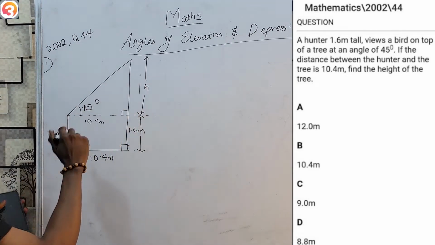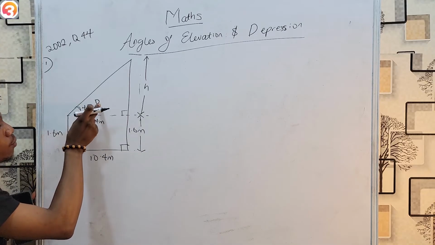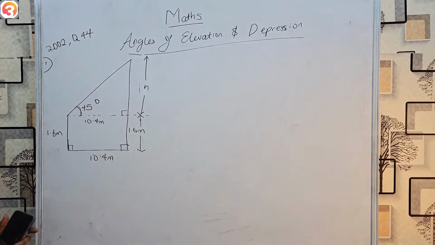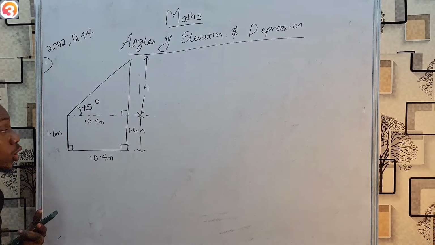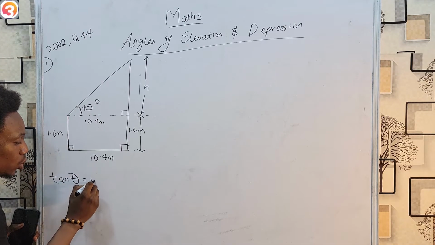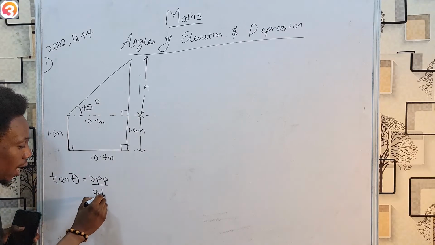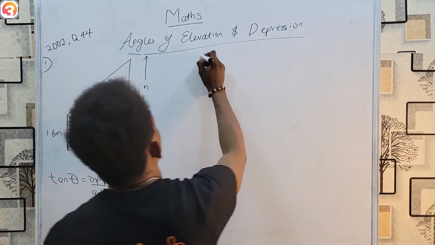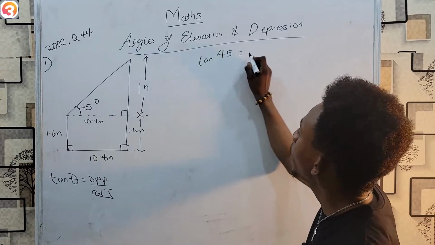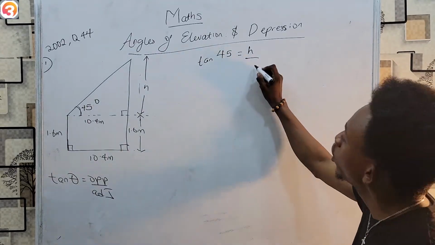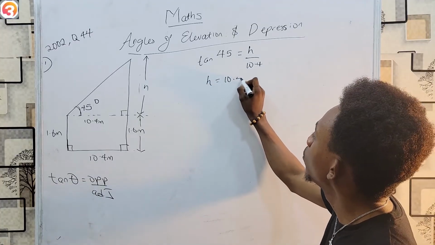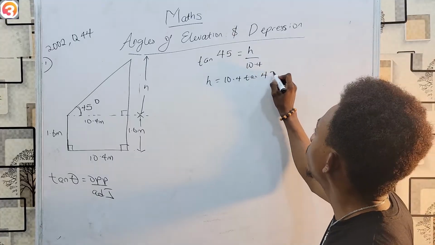Now, how do I obtain this? Now, my angle is here, 45 degrees. This is opposite my angle, and this is my adjacent. So the trigonometric ratio, which makes use of opposite and adjacent, is tan theta equals opposite over adjacent. Well then, tan 45 degrees equals the opposite, h, which I do not know, over adjacent, 10.4. So if I cross multiply, h equals 10.4 tan 45.